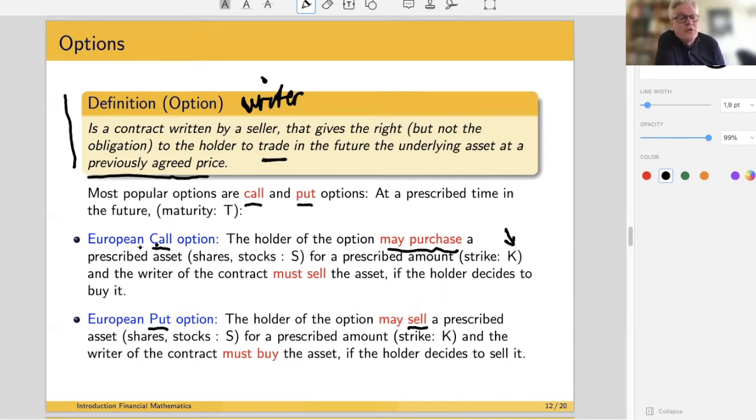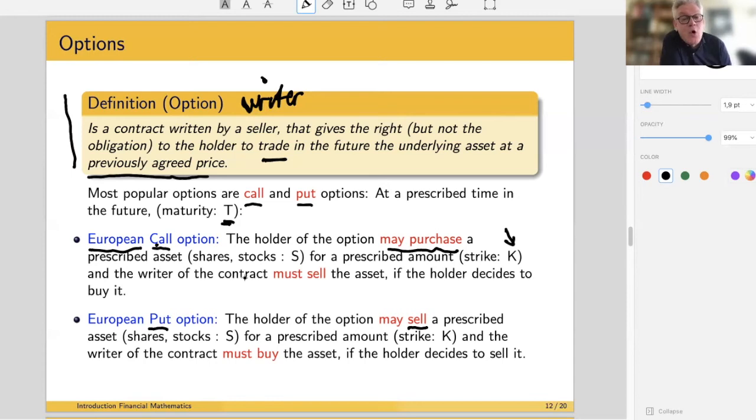And why is this called a European contract? It's called a European contract because there's only one instance in time where one may decide to exercise the option or not. That time point is capital T, the end time point of the contract. We call it maturity time or exercise time. At that point in time, the holder of the option should decide to buy the stocks for K or not, and in the case of a put option, to sell the stocks for K or not.